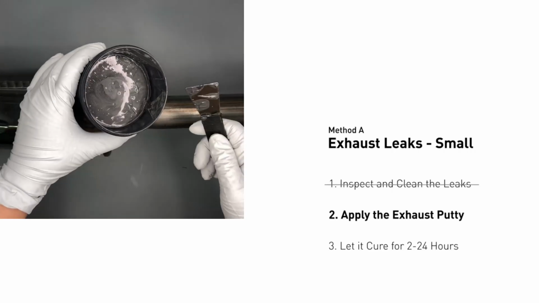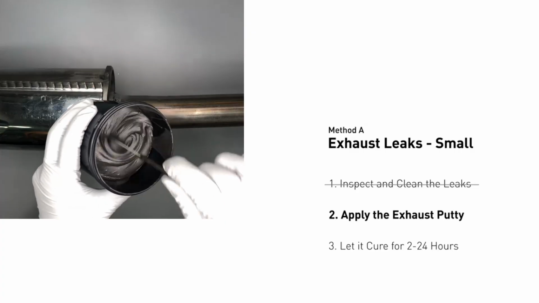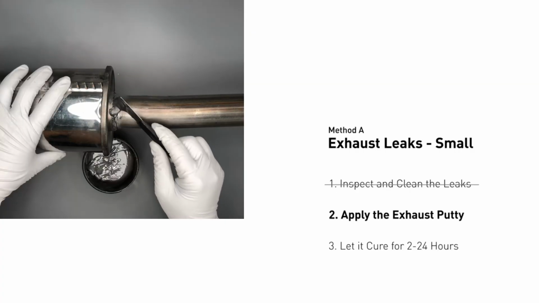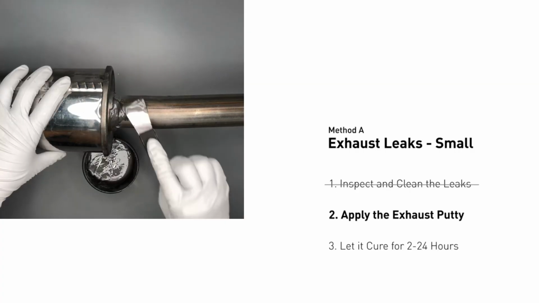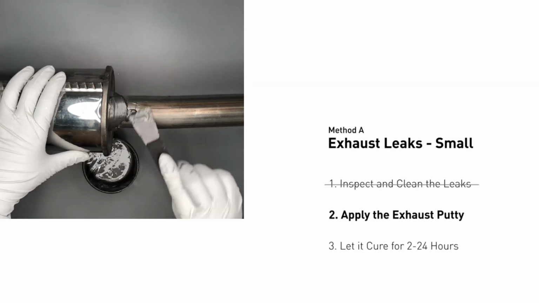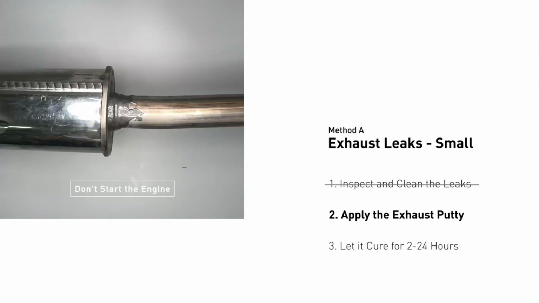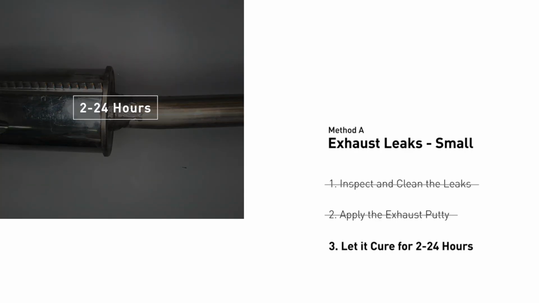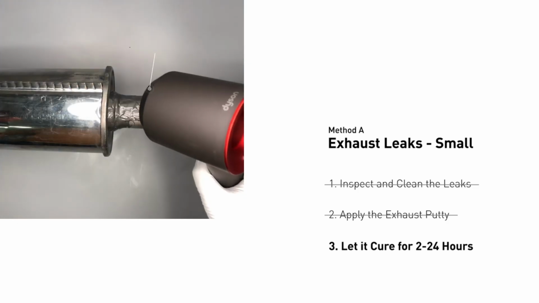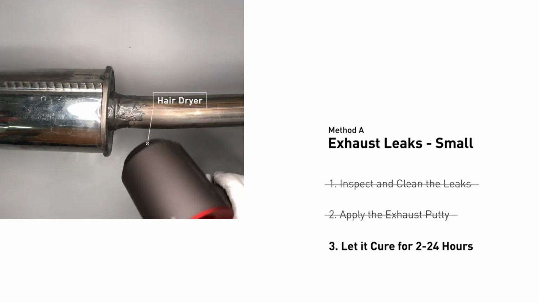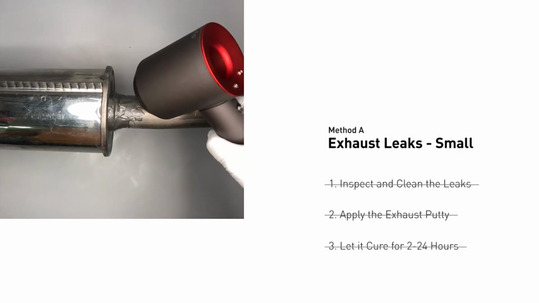Stir the paste well to activate it. Apply and press the paste to seal the leaking area. After the application, don't start the engine because the positive pressure from the exhaust will blow out the paste. Let it cure for 2 to 24 hours, depending on the external temperature. The hotter it is, the quicker it will cure. That means you can use something like a hairdryer to heat it up and make it cure faster.